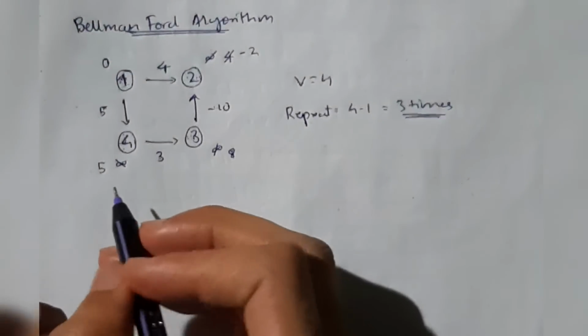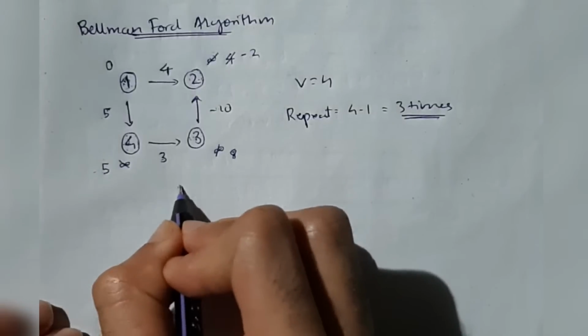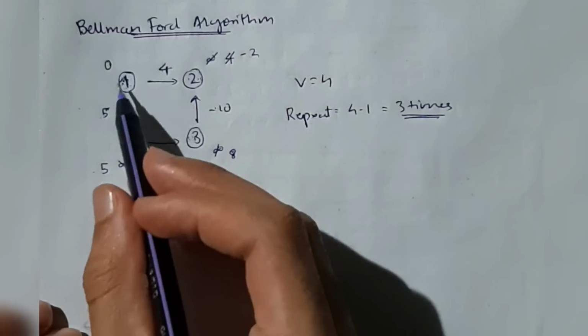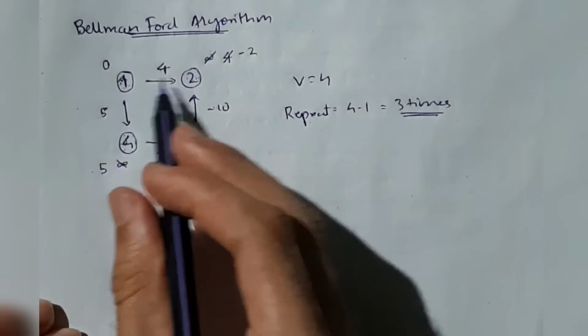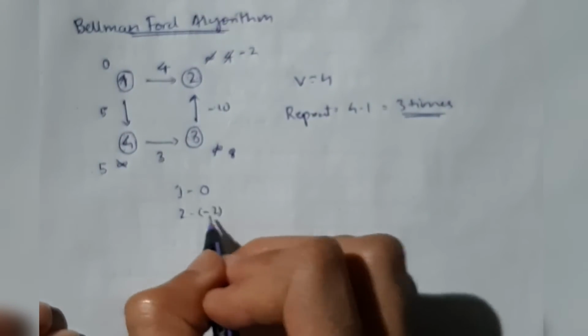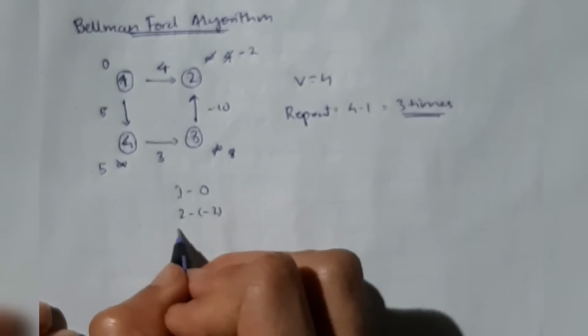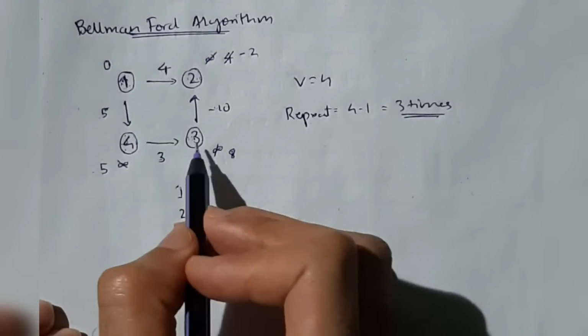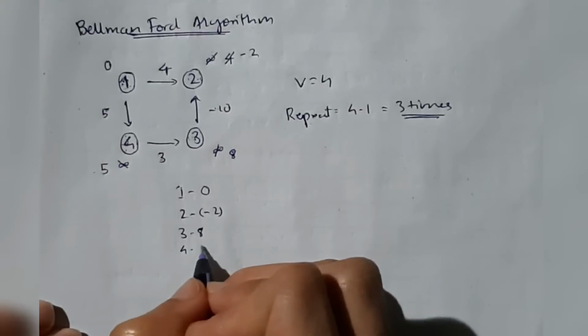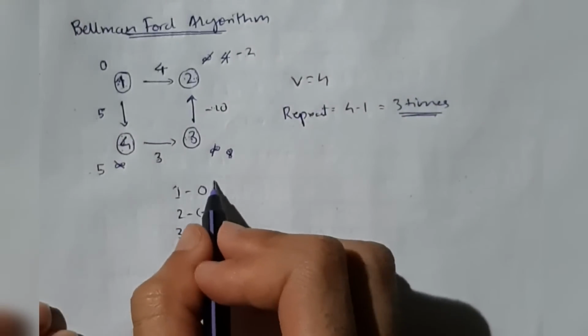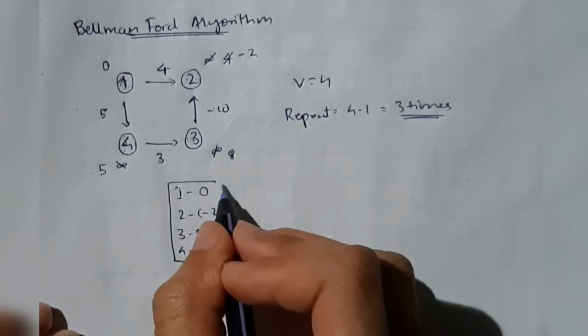So for each vertex we will be writing the shortest path. From 1 to 1 it is 0, and from 1 to 2 it is minus 2, and from 1 to 3 it is 8, and from 1 to 4 it is 5. Okay, so these are the shortest paths from the source vertex 1.